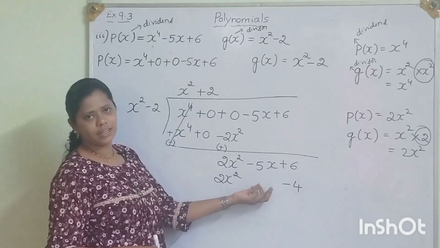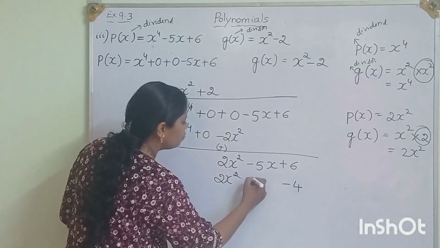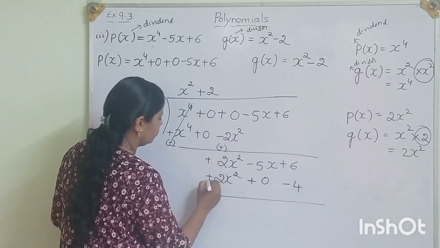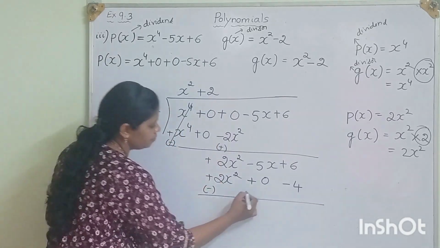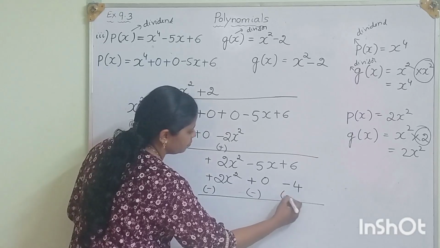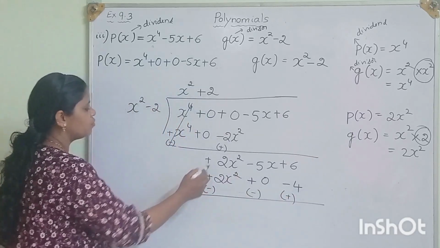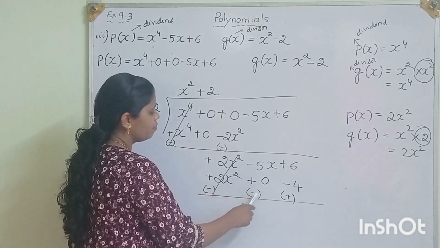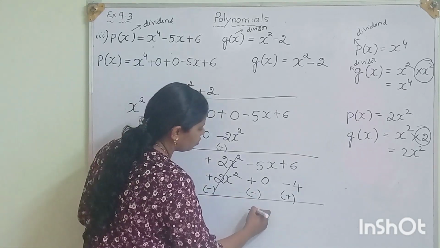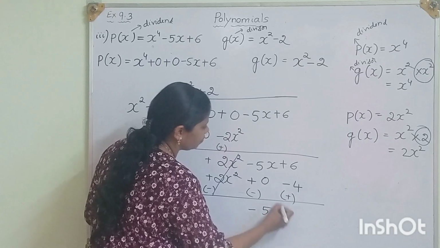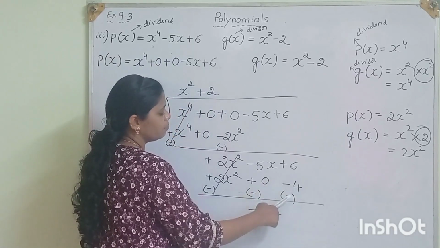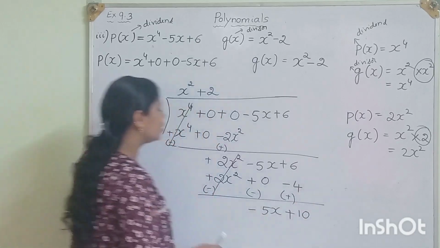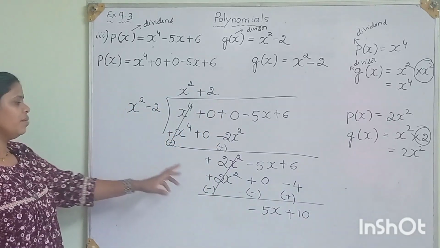The x term is missing. Okay, no problem. You write plus 0. So, change the sign. Plus 2x square minus 2x square will get cancelled. Minus 5x minus 0 is nothing but minus 5x. Then plus 6 plus 4 is plus 10. Okay.